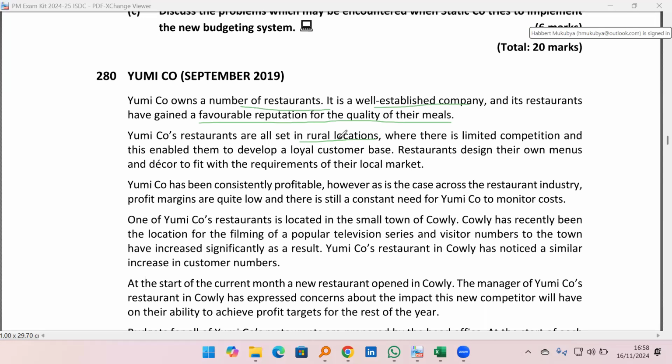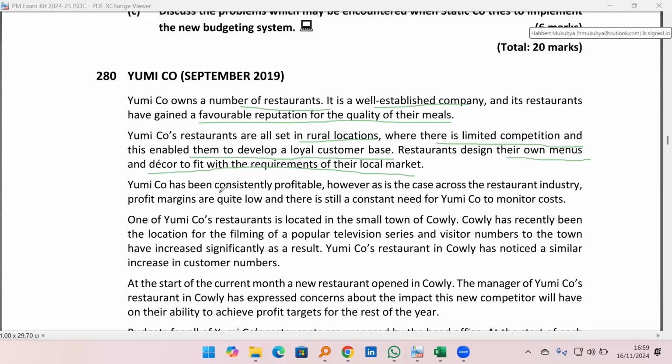Then, where there is limited competition. So this is the reason. Competition is limited, and therefore they have developed a loyal customer base. So when you have a loyal customer base, it is easier for you to predict demand, okay? Because you know you have this person, and this person coming to buy from you. So you can easily determine how much you're going to be needing. So they design their own menu and decor to fit the requirements of the local market.